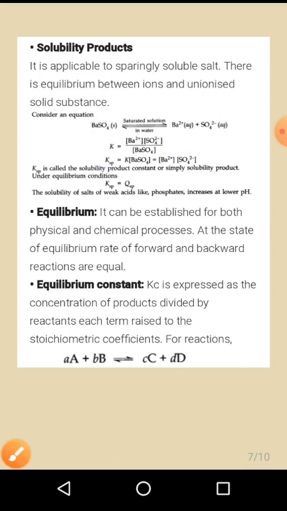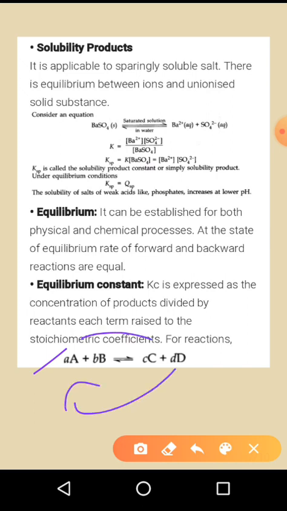Next one is equilibrium. It can be established for both physical and chemical processes. At the state of equilibrium, the rate of forward reaction is equals to rate of backward reaction. You know it. Equilibrium constant Kc is expressed as the concentration of the products divided by the reactants, each term raised to their stoichiometric coefficient. Here is an example, aA plus bB will give cC plus dD. It is an equilibrium reaction, so it will give forward as well as backward product.